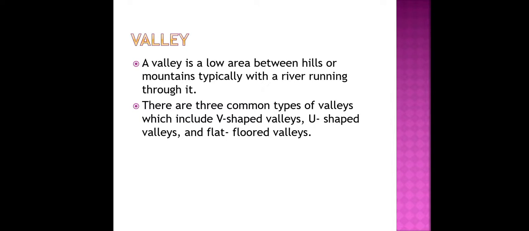A valley is a low area between hills or mountains, typically with a river running through it. It is a type of landform that is a lower part in the land between two higher parts, hills or mountains, often found with a river running through it. There are three common types of valleys, which include V-shaped valleys, U-shaped valleys, and flat-floored valleys. In the next picture, you will see the three types of valleys.